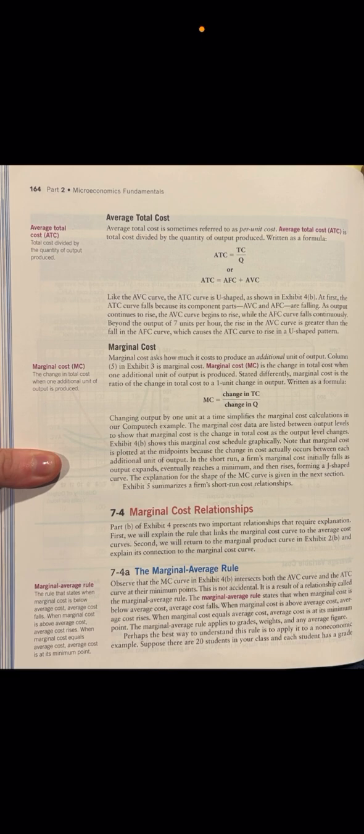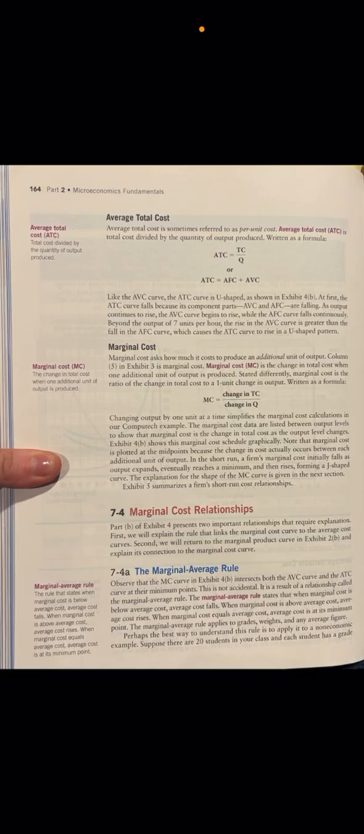7-4 Marginal cost relationships. Part B, Exhibit 4, presents 2 important relationships that require explanation. First, we'll explain the rule that links the marginal cost curve to the average cost curves. Second, we will return to the marginal cost curve in Exhibit 2B and explain its connection to the marginal product curve. 7-4A The marginal average rule.